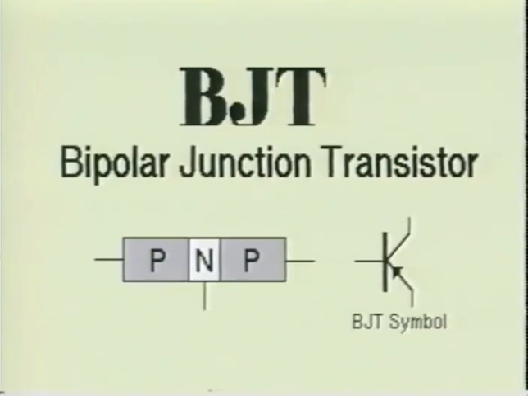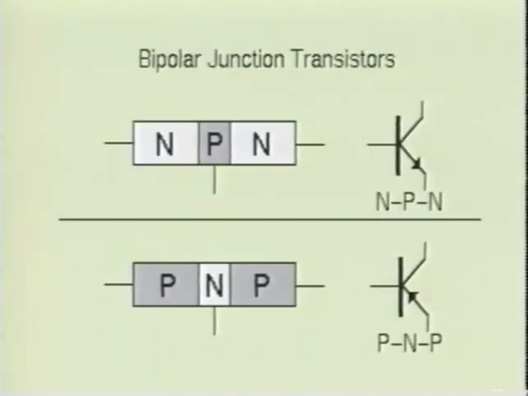Here we see a bipolar junction transistor, or BJT for short. As you notice, this transistor is a three-layer device. Depending on how the semiconductor materials were formed, the bipolar junction transistor may be either an NPN or a PNP type device. In either case, there will be three leads attached to the device.